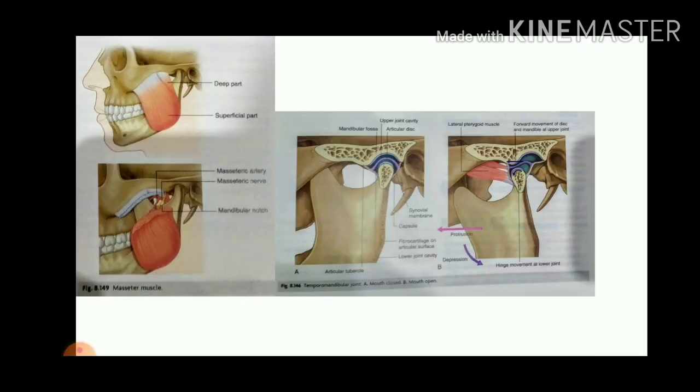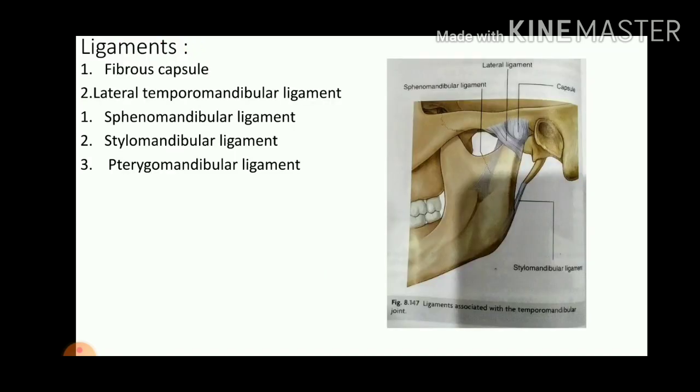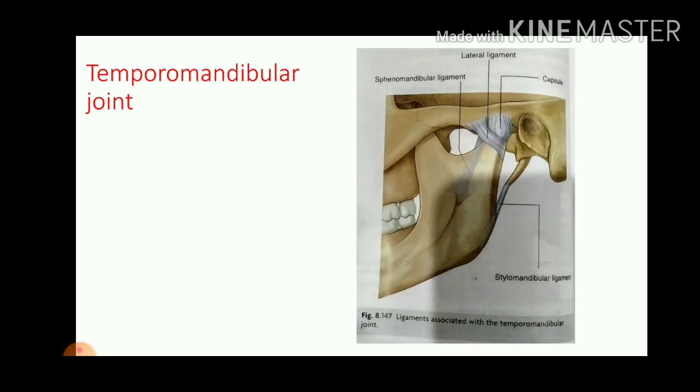Okay, so the relations, I have given a diagram right here. The relations are not so important for the temporomandibular joint. They are given in the textbooks, so you can refer to it directly. I'm not going to narrate them. Okay, so in this way we have completed the temporomandibular joint.